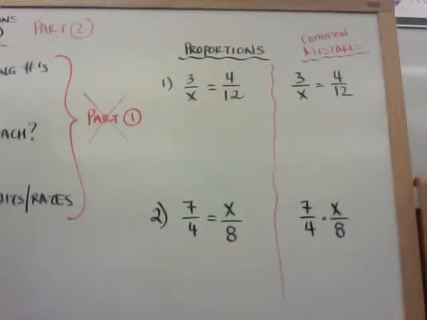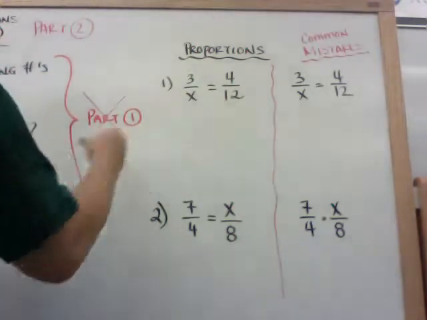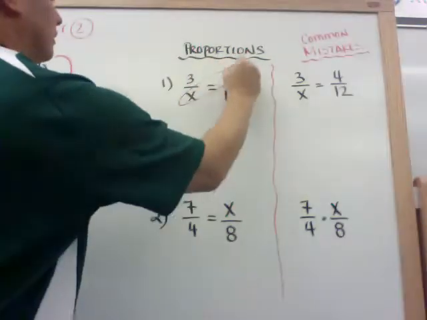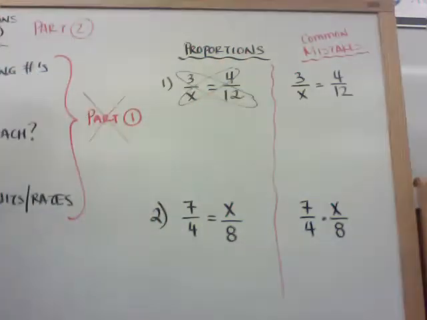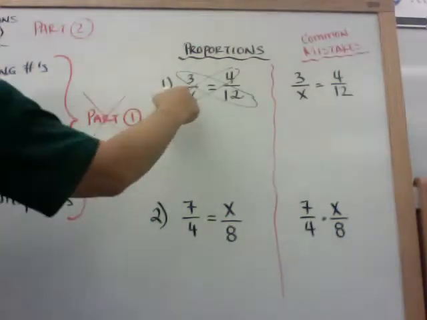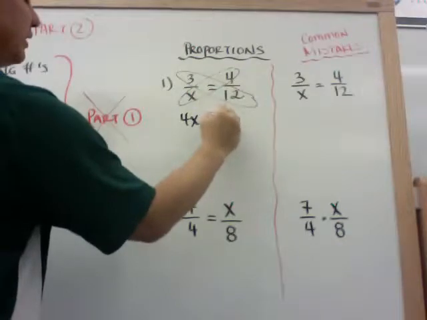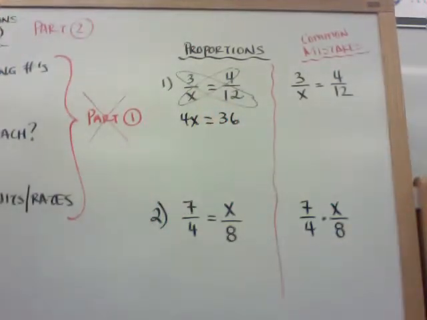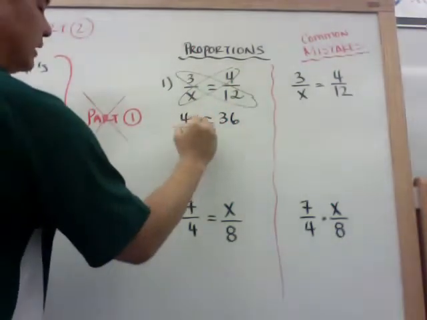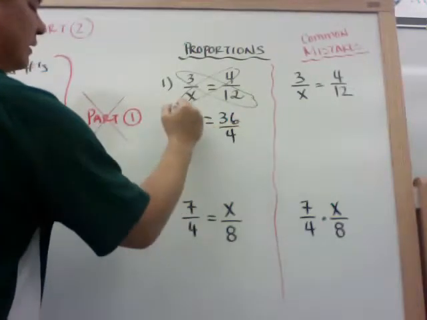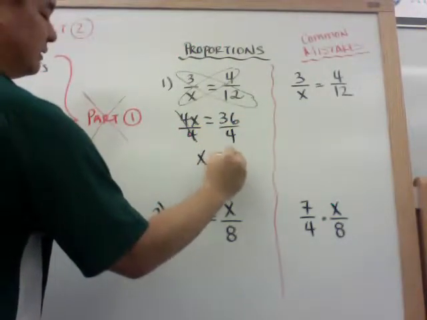So the way you solve proportions is when you have a fraction equal to a fraction, you can just call this cross multiplying. Okay, so 4 times x, or x times 4, is 4x. And then 3 times 12 is 36. And you can see it's a one-step problem now. I want x by itself, so I'm going to divide by 4. And so x is equal to 9.